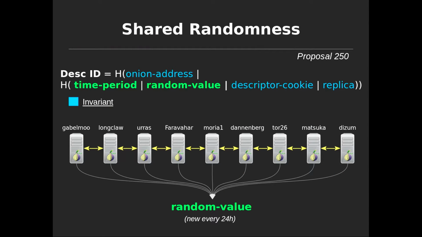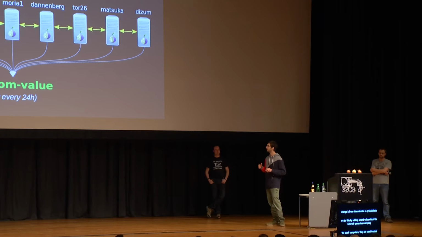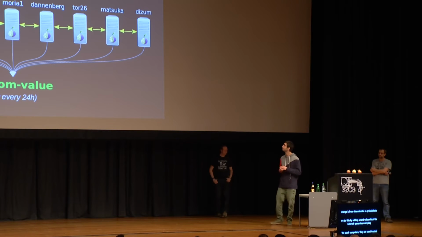Our idea for fixing it is that we will have to turn it from a deterministic into a probabilistic thing, and we do this by adding a random value to it. And this random value is a fresh random value that the network is going to be generating every day. So how we do this is we use these 9 directory authorities from the network. They're like these 9 computers. They're hard-coded in the source code, and they're considered semi-trusted. And basically, we wrote a protocol where all these nine directory authorities do a little dance. And at the end of the day, they have a fresh random value every day.